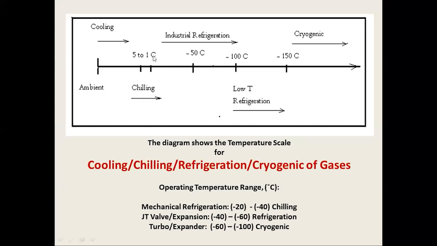From 1 to minus 100, all this lowering of temperature is called industrial refrigeration. From minus 100 down to minus 150, we call it low temperature refrigeration. And below minus 150 to whatever you can reach, it is cryogenic refrigeration. Industrial refrigeration, low temperature refrigeration, cryogenic refrigeration below minus 150, mainly to reach minus 161 to get the methane liquefied. It is cryogenic.